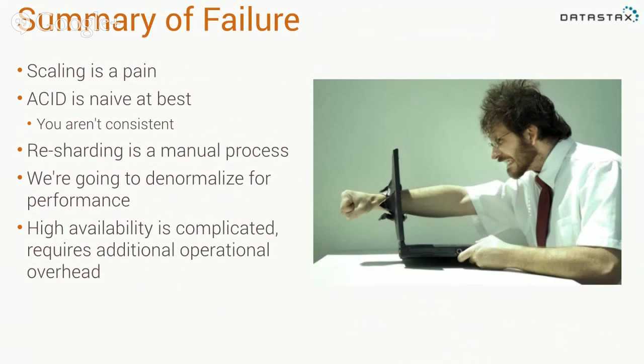So there's a whole bunch of failure here, right? We realize that trying to scale out is a pain because you're either scaling up and it's expensive, or you're manually managing all this data that's all over the place. ACID is the most overrated, impossible thing to have work at a large scale. You're just never going to be consistent. You may be consistent in the view of one server, but your entire system as a whole will never be consistent. So we might as well just admit that. Resharding, huge pain. We know that we're going to have to denormalize for performance reasons, and high availability is really complicated.